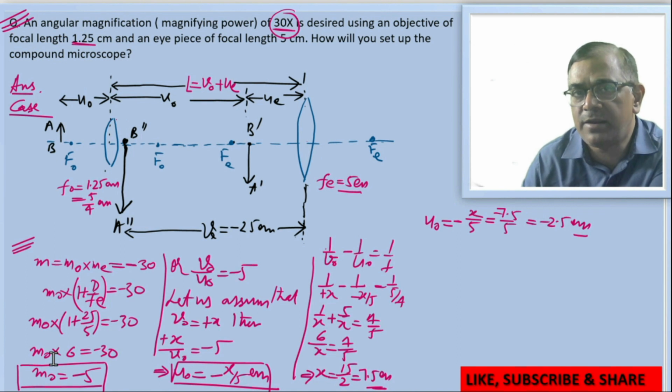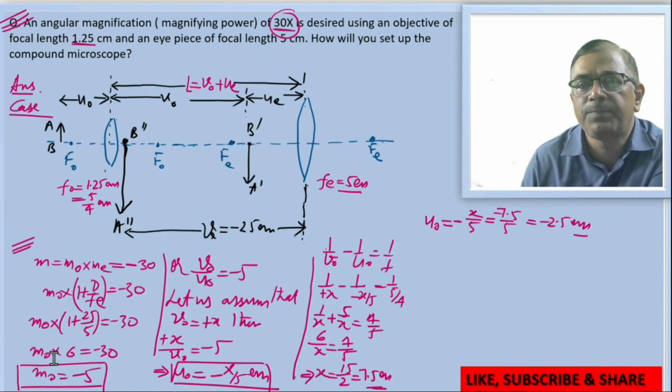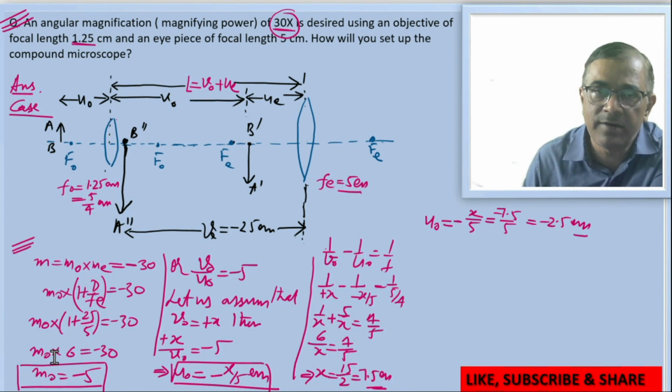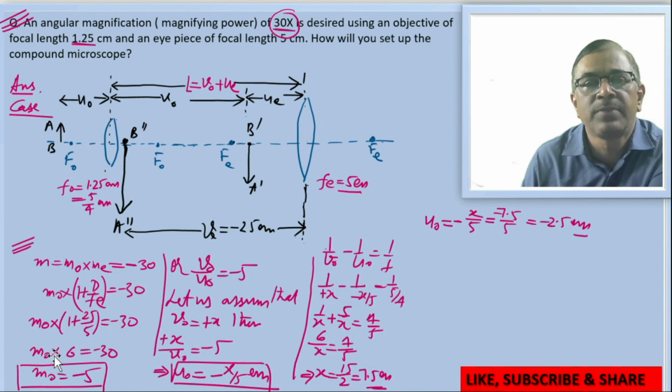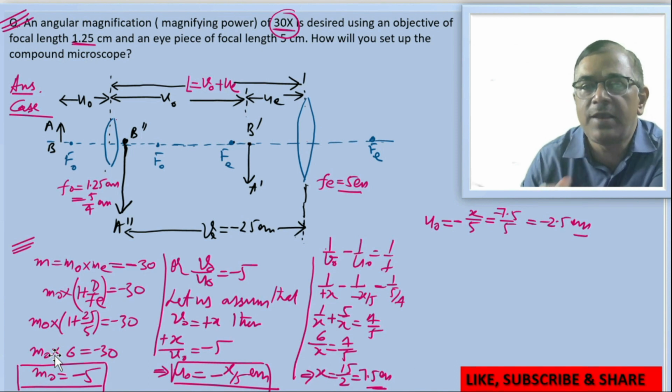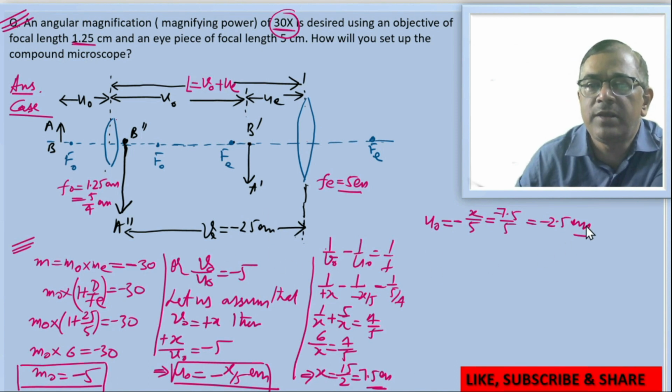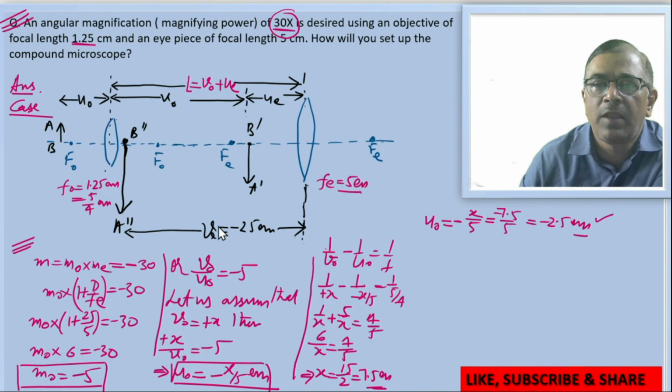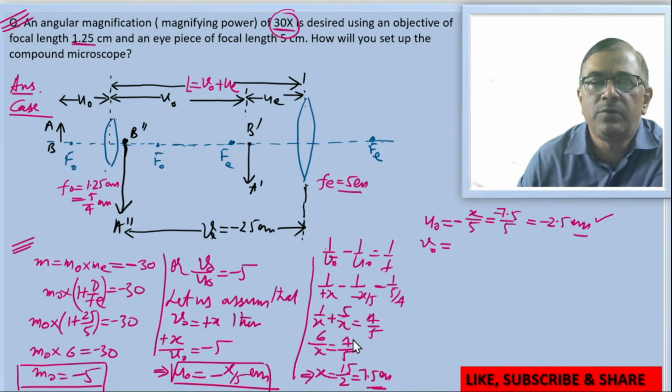So I reiterate for you that setting up of a compound microscope means two things. Number one, how far this object should be placed from the objective lens. Second point is what should be the separation between the objective lens and the eyepiece. So over here, UO is known, and VO equals how much? This equals plus X, and this equals 7.5 centimeter.